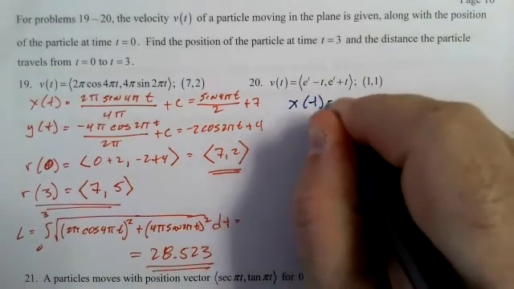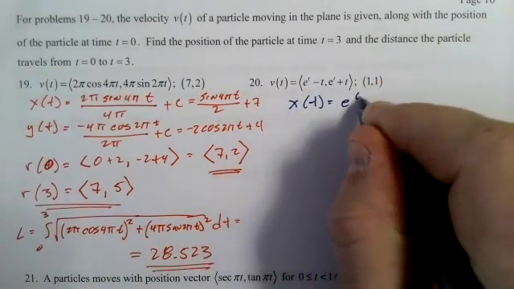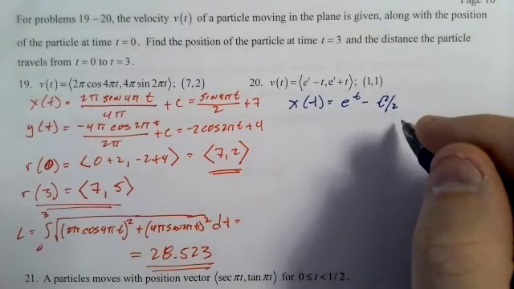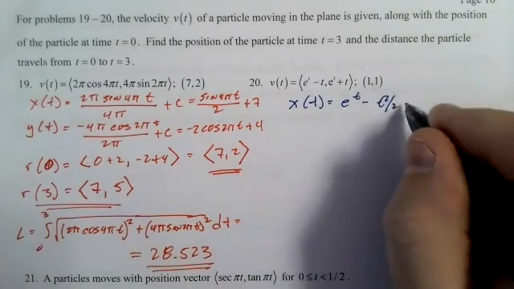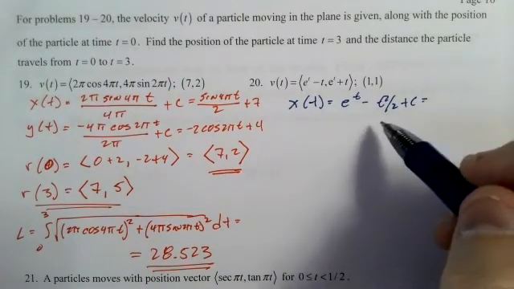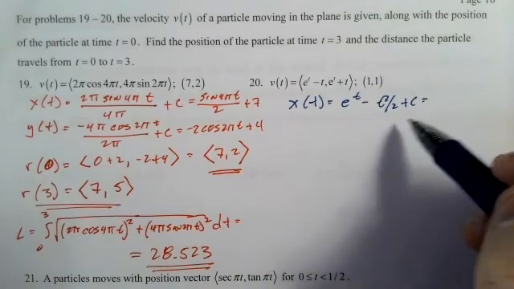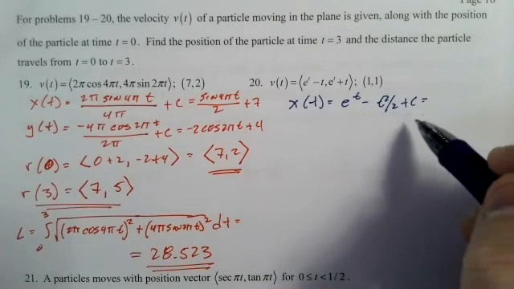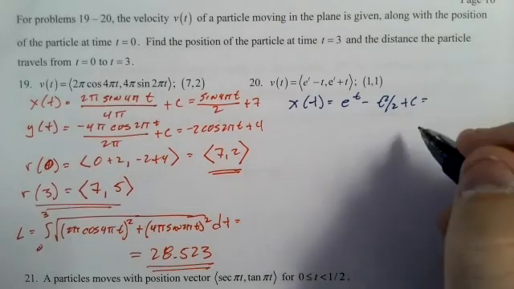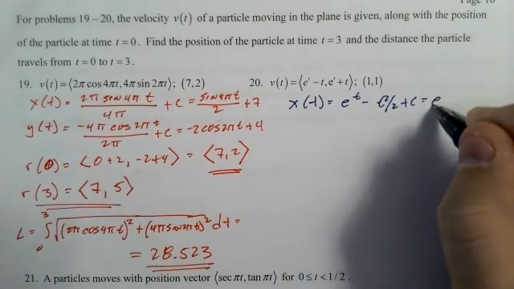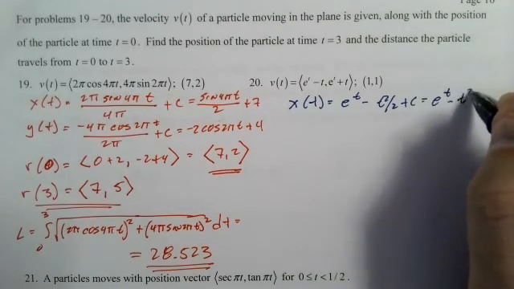x of t equals e to the t minus t squared over 2. The original position is 1, so plus c. Plug in 0, I get 1 plus c equals 1. C equals 0. So we just get e to the t minus t squared over 2.